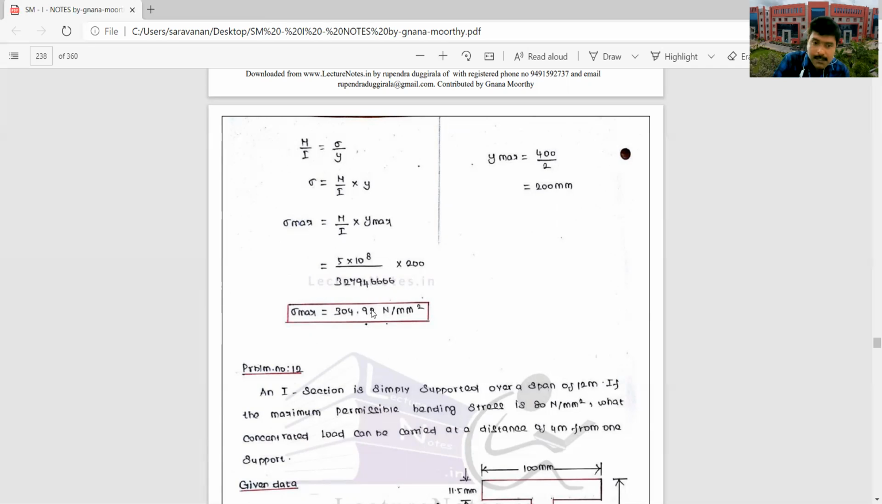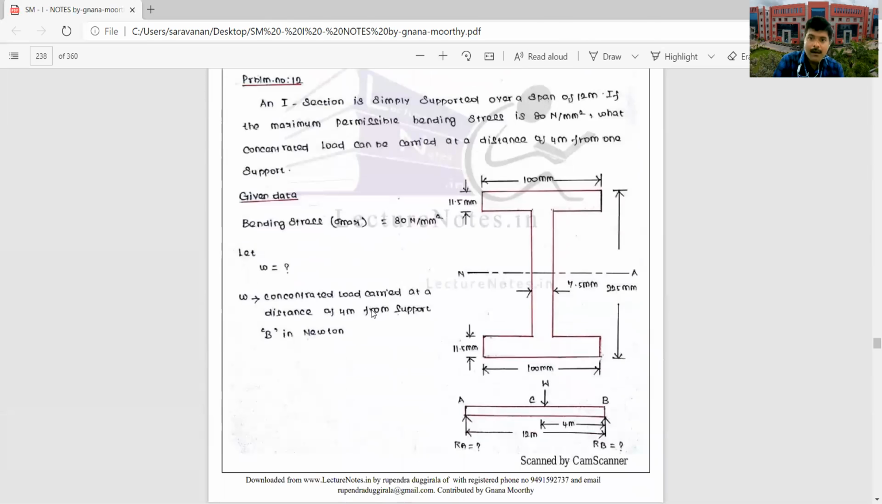So now we can see another problem. An I section is simply supported over a span of, just a minute.